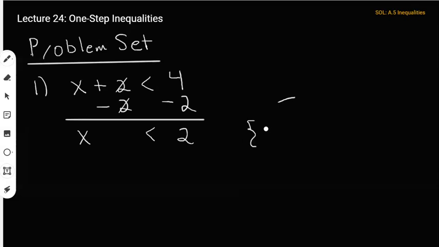My solution set, the set of all X, and I use the brackets. So that's going to be how I write my solution set. Here, I'm going to graph it on a number line.